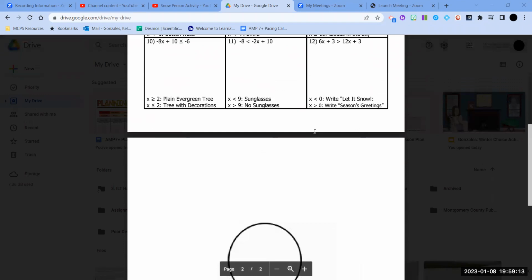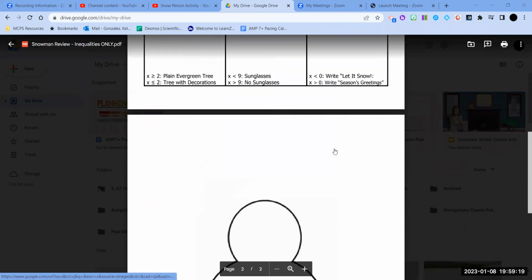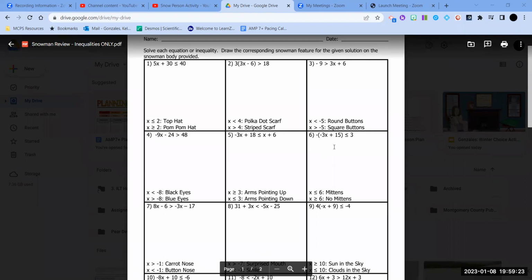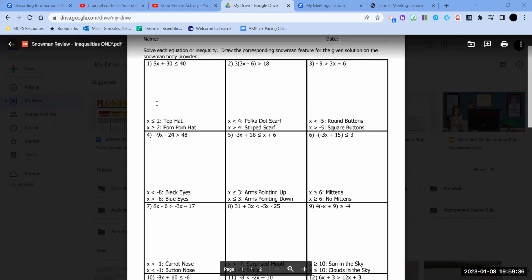On the back of this worksheet, there is a snow person, and I'm going to show you kind of what we're going to do with this. So there's really two parts to this activity today, and this is what you'll be working on. All right, so let's get started. We're going to do a couple together. So get ready with your pencil and your calculator and decide if you're going to do the work on this worksheet, or in your spiral.